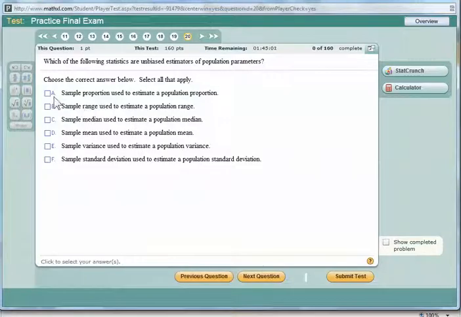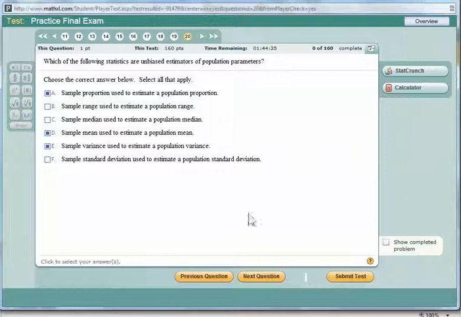Anyhow, so the answer to the question is, and it's a multiple answer question, so maybe that's why some people missed it, but a lot of people missed this problem, and it should have been an easy one. Choose the correct answer, select all that apply, any that are unbiased estimators of the parameters. Well, that is proportion, that is mean, and that is variance.